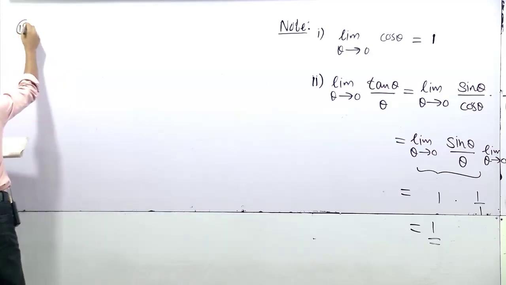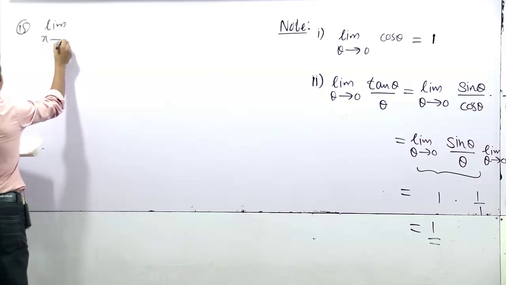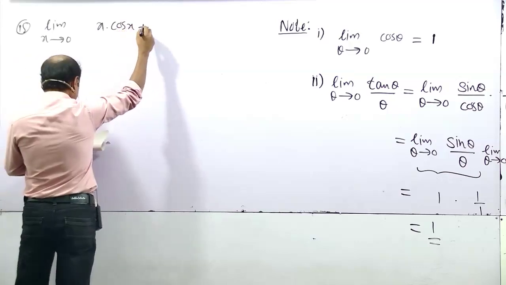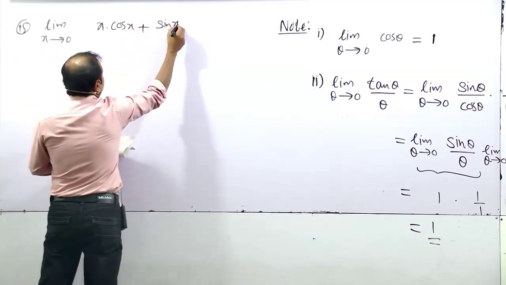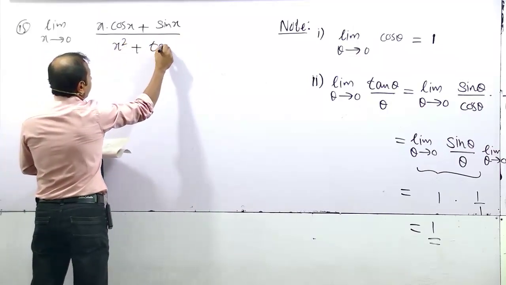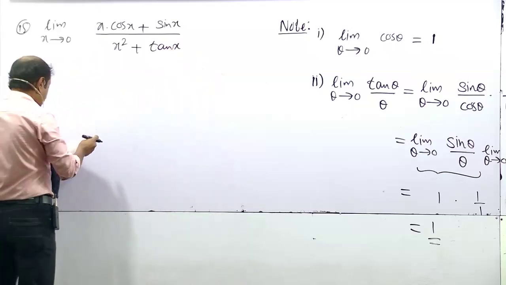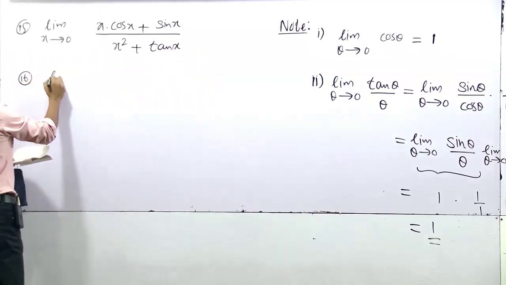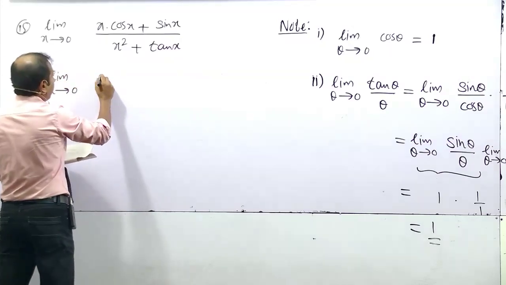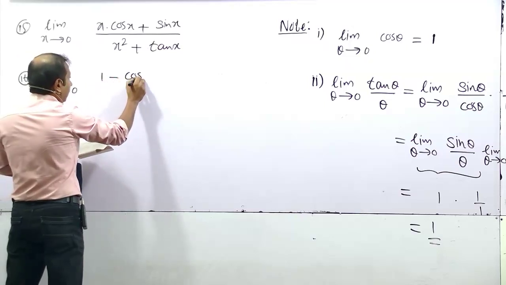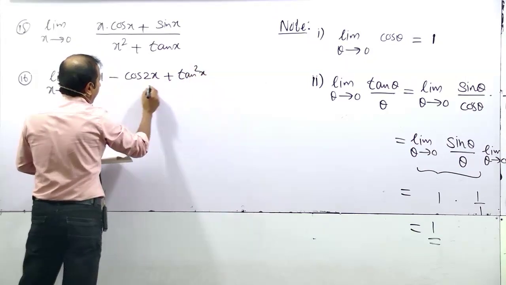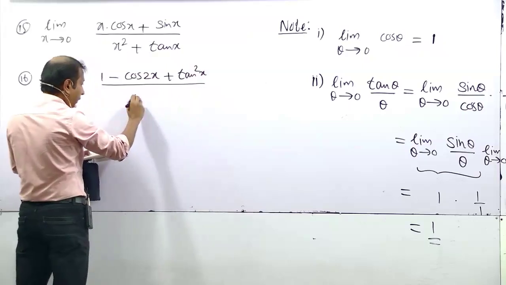Number 15, limit x going to 0, x cos x plus sin x over x squared plus tan x. Number 16. One minus cos 2x plus tan squared x over x sin x.